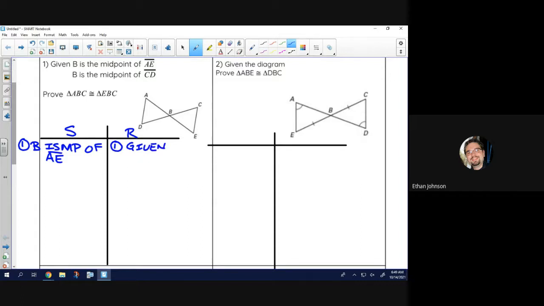And then check. Our vocab word for our first given is midpoint. So I know my next reason has to be definition of midpoint. So midpoint splits the segment in half. So the half of AB would be AB is congruent with EB. We said a triangle congruency, so I'm going to mark it on my diagram.